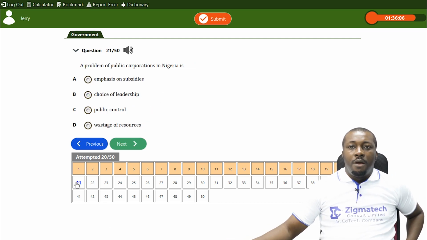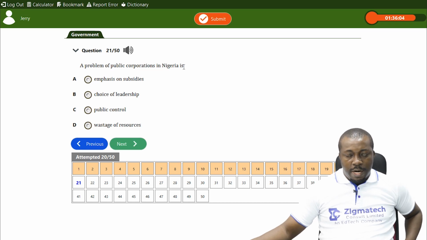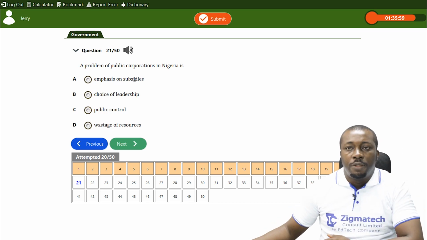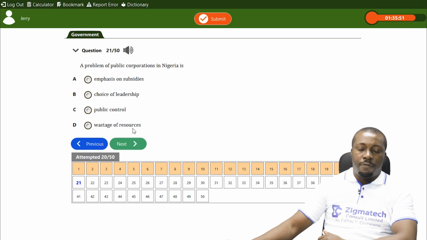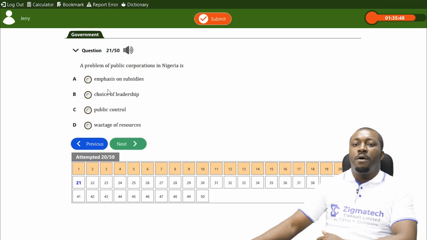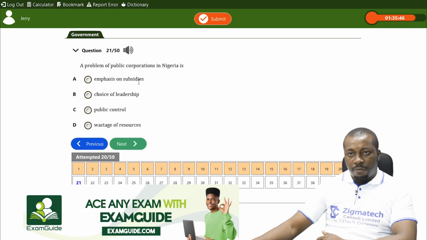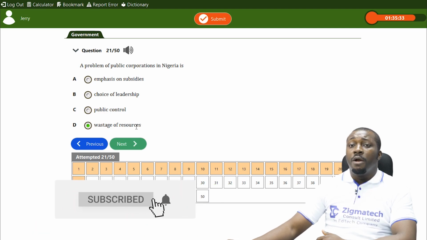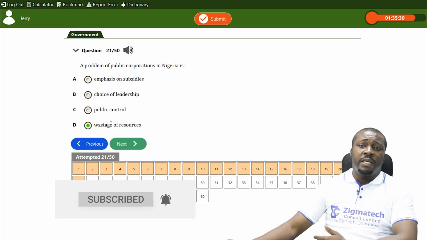Now, a problem of public corporations in Nigeria is A, emphasis on subsidies, B, choice of leadership, C, public control, D, wastage of resources. Now, all these are not the problem. Well, the answer is D, wastage of resources, which is coming from corruption, embezzlement of funds of public corporations. So the public corporations, you see at times they waste resources.